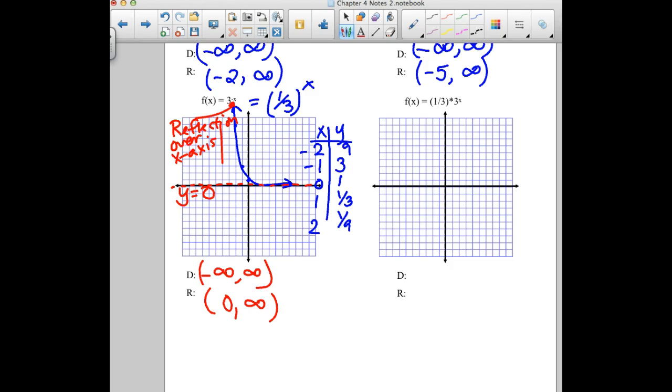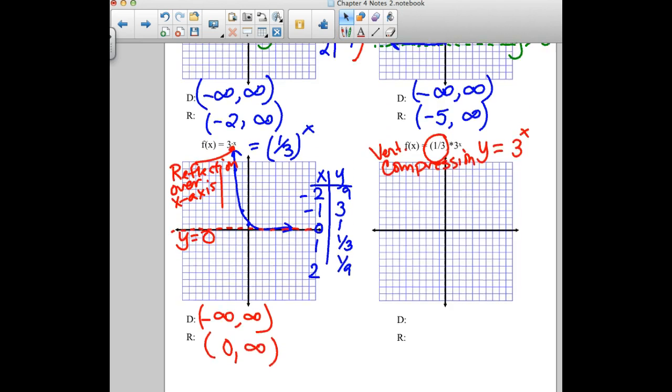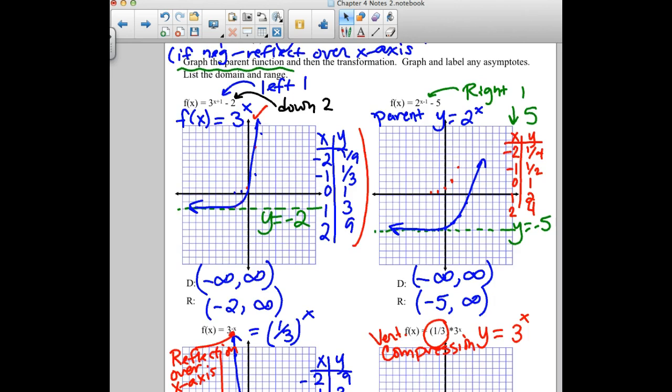All right, our last one here. We have 1/3 times 3 to the x. So our parent function is again just that 3 to the x. However, we have this 1/3 in front. This is going to cause a compression, a vertical compression. So we're going to start with our 3 to the x points, the same ones we had back in that first example here. So we're going to take these same values that we had here and transfer them down.